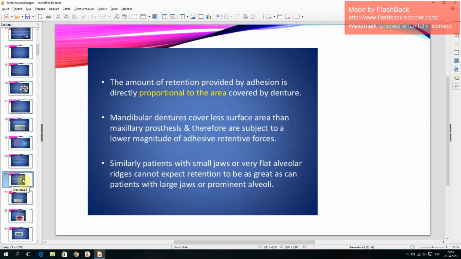The amount of retention provided by adhesion is directly proportional to the area covered by the denture. Mandibular dentures cover less surface area than maxillary prostheses and therefore are subject to a lower magnitude of adhesive retentive forces. Similarly, patients with small jaws or very flat alveolar ridges cannot expect retention to be as great as patients with large jaws or prominent alveoli.